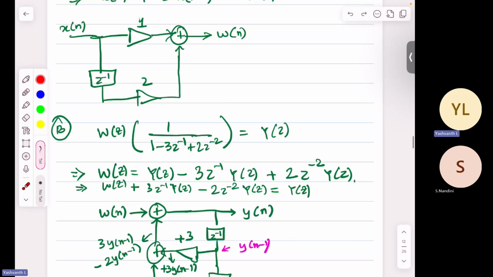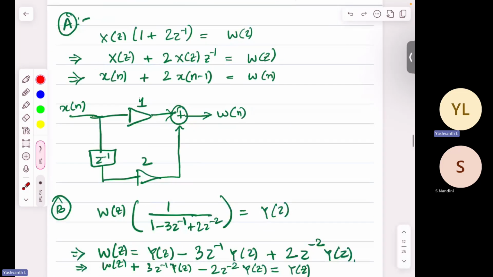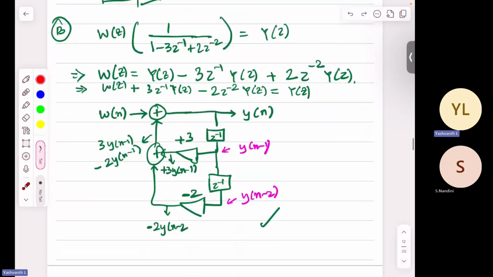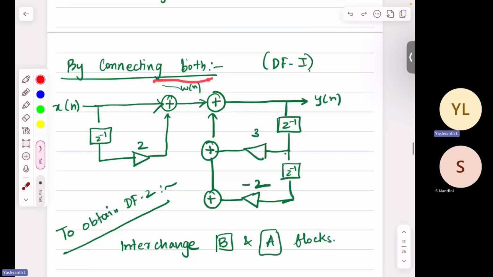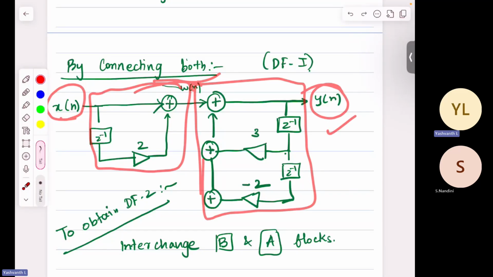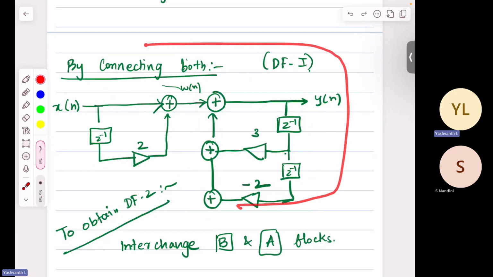So I have implemented the B block also. I have implemented the A block, which takes x of n as input and gives w of n as output, and the B block, which takes w of n as input and gives y of n as output. Now just connect both the blocks. Connecting both, you have x of n, you pass that through the first block, and then the output of that is passed to the second block, and the output of the second block is y of n. That's all. This is basically your direct form 1 realization of the filter with the given transfer function.